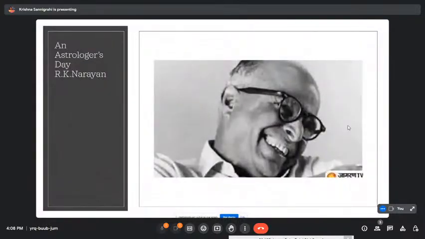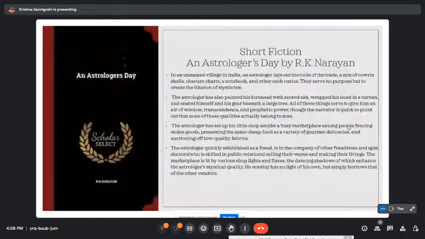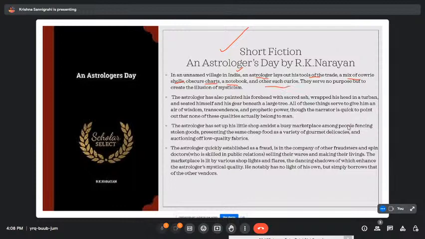So the next text we are going to discuss is An Astrologer's Day by R.K. Narayan. So it's a short fiction by Narayan. In an unnamed village in India, an astrologer lays out his tools of the trade, a mix of cowrie shells, obscure charts, a notebook and other such things. They serve no purpose but to create the illusion of what? Of mysticism.